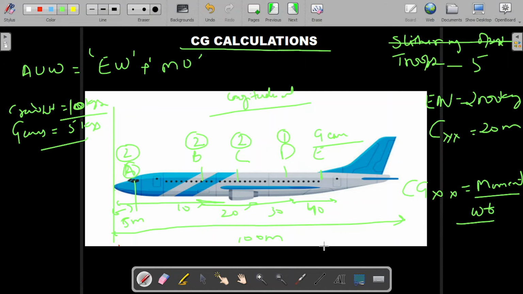So let's calculate how the center of gravity is shifting when we put all this weight. So we are aware of CG in xx. First we'll take the empty weight, which is already calculated by the OEM, that is 2000, into... so we'll calculate the moment, that is 2000, which is acting at the 20 meter point only. So this is the point of the CG.